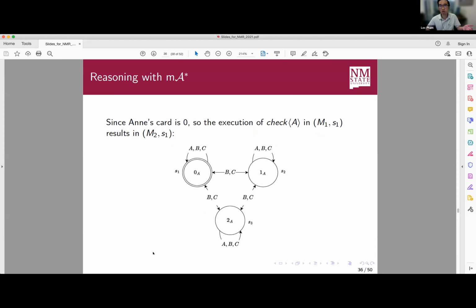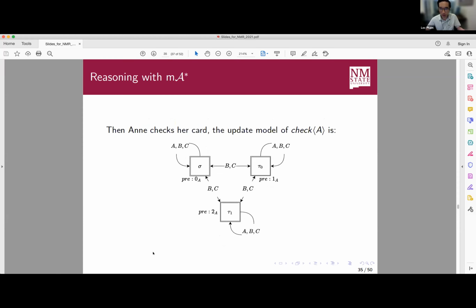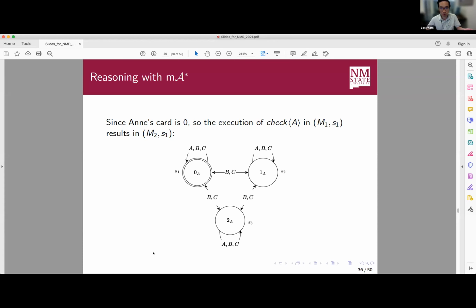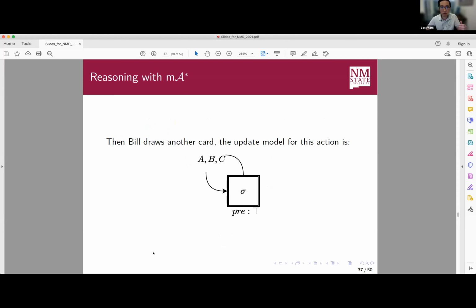Because from the description, we already assume that the card of Anna is 0, we only take the world where Anna's card is 0 to cross product with this update model. The result turns out that Anna has card 0 in her hand, and Bill and Cass still don't know Anna's card. In their hands, they have nothing. Their hands are still empty.